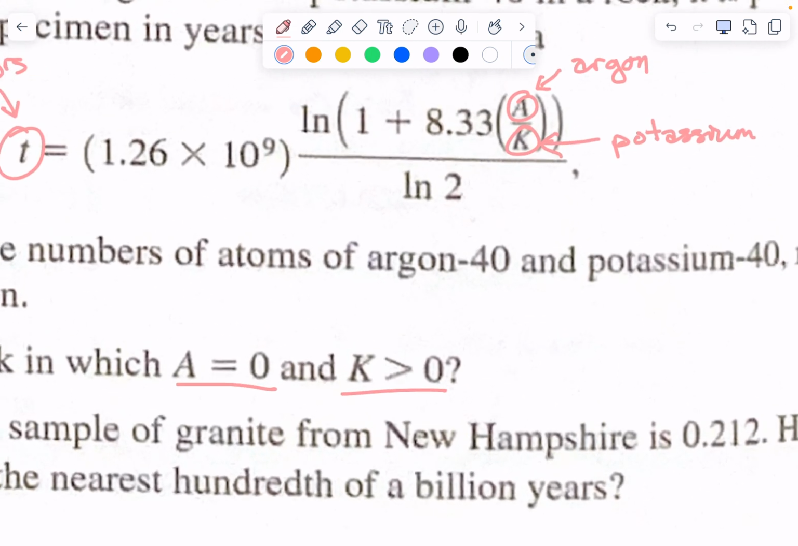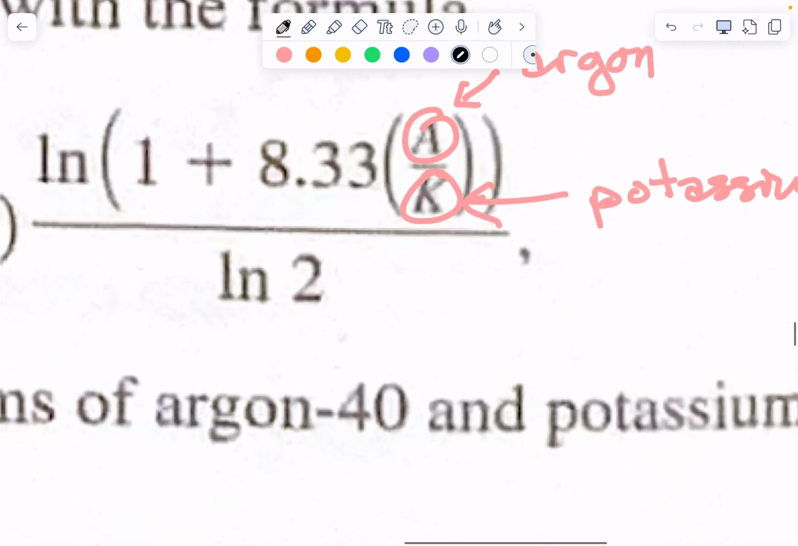How old is a rock? Now K. The reason they say K is greater than 0 is that K can't be 0. You know why? You can't divide by 0. So we'll plug in 0 for A, and let's just plug in a number for K. What number? It really doesn't matter. 1. It doesn't matter because 0 divided by anything is going to be 0, right?